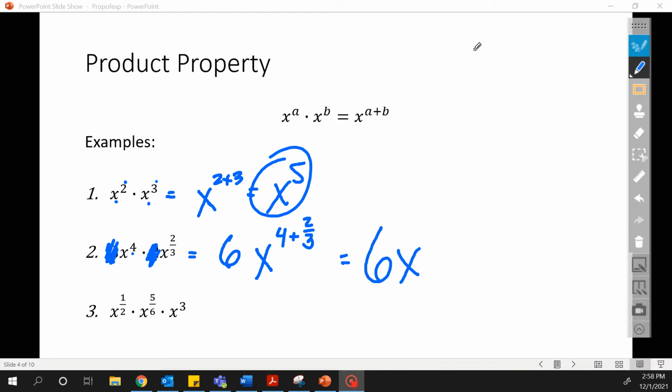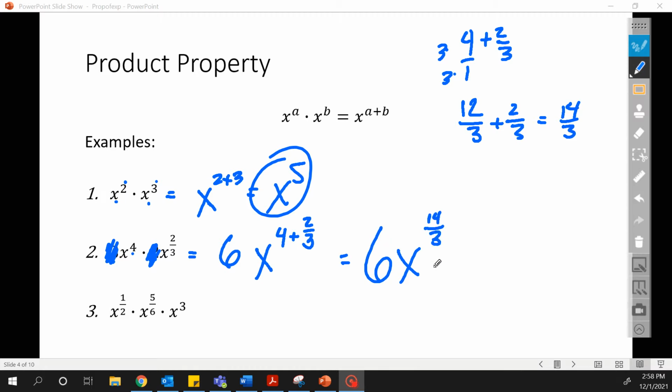Okay, so I need to figure out what 4 plus 2/3 is. So that's 4 over 1 plus 2/3. I need to have a common denominator to add these, so I'll make a common denominator of 3. This already has a denominator of 3, so 12 over 3 plus 2 over 3, which is 14 over 3. So this should be 6x to the 14 over 3 power.